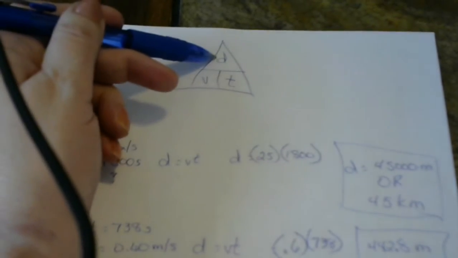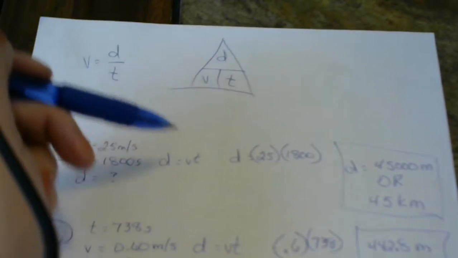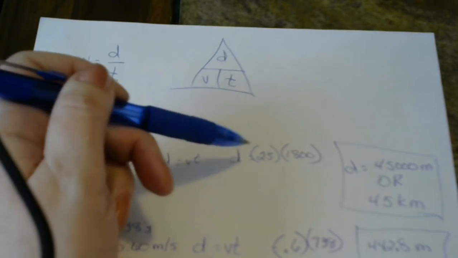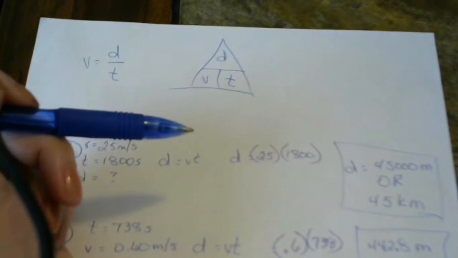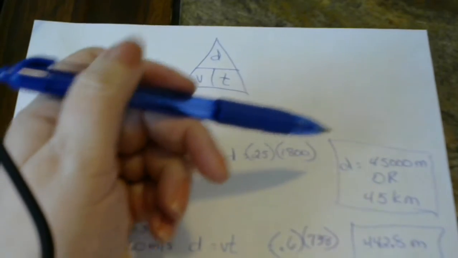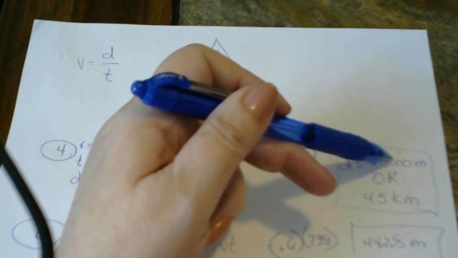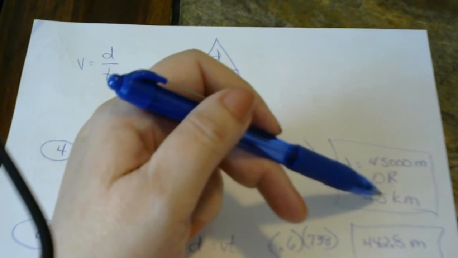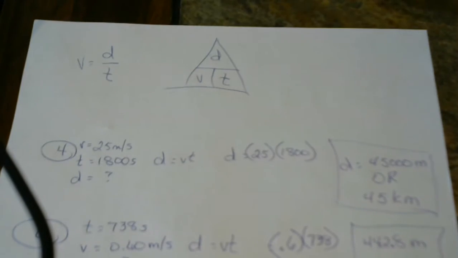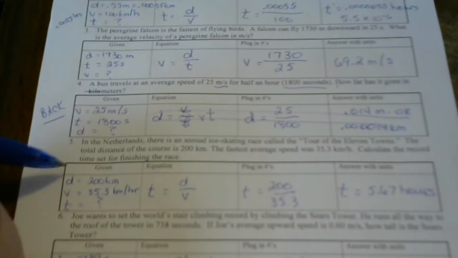So distance is velocity times time. We're doing distance equals 25 times 1800, and you should get 45,000 meters or 45 kilometers. You could have gotten either one of those. Okay, so let's go back to 5. Can you see that?